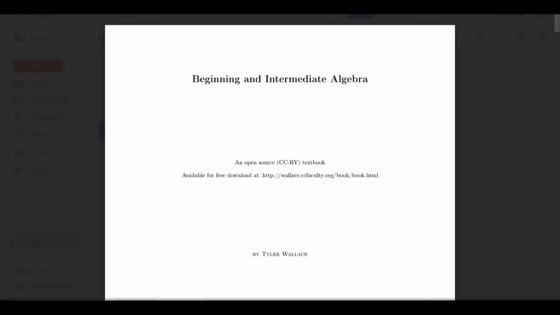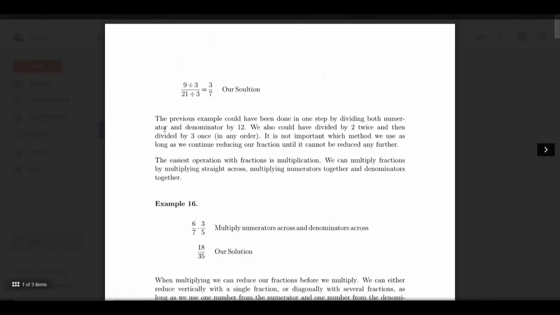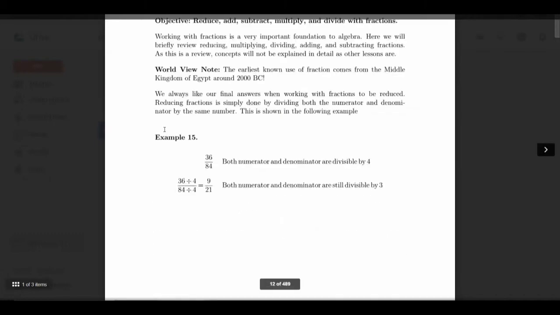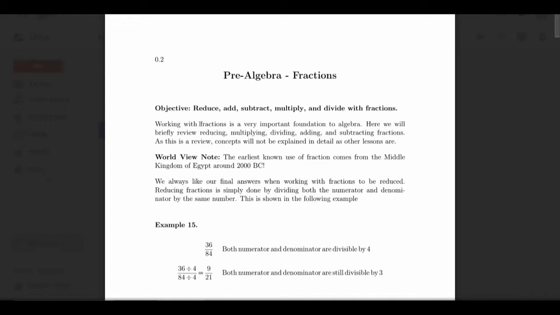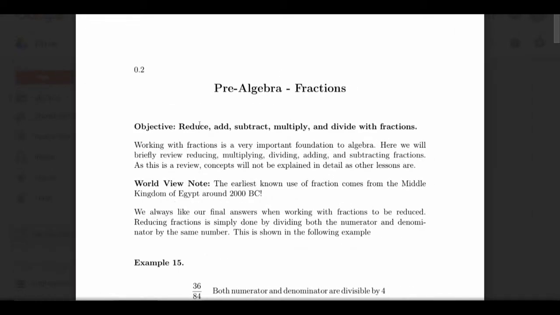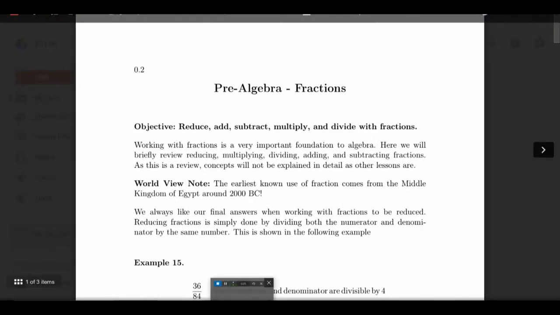Okay, so this is chapter 0.2, fractions. This is from the book Beginning and Intermediate Algebra, an open source textbook. That's what I'm using, and we will go right away to page 12. There it is. Okie dokie. So, let's just get this show on the road.